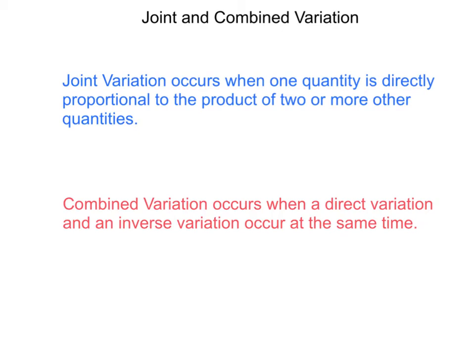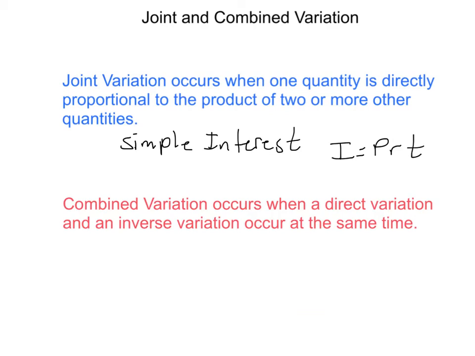Another thing that will occur is you have what are called joint and combined variations. Now, the first thing you need to keep in mind is a joint variation occurs when one quantity is directly proportional to the product of 2 or more other quantities. So an example of this type of situation is simple interest. That's really because the interest is equal to P times R times T. So that would be an example of joint variation.